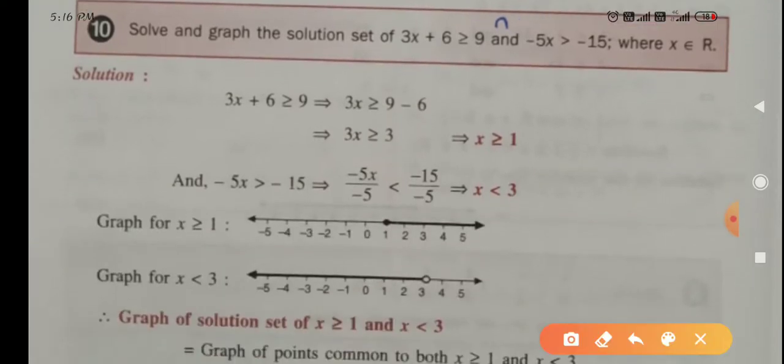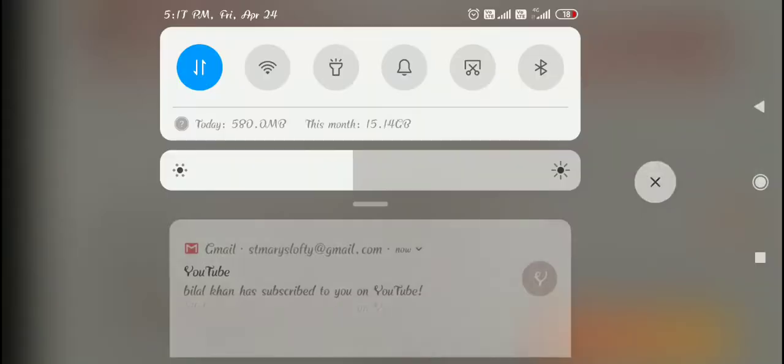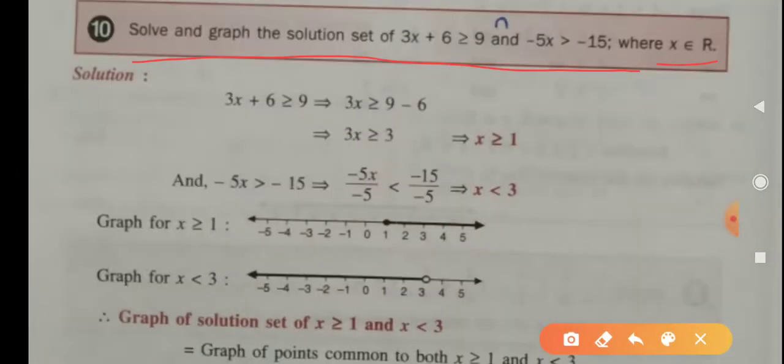10th. Solve and graph the solution set of 3x plus 6 is greater than or equal to 9 and minus 5x is greater than minus 15, where x belongs to real numbers. Again, it is the case of real numbers. Now you have to pay attention. Here, and is given. So in case of and, what will you do? First of all, you solve each inequation.